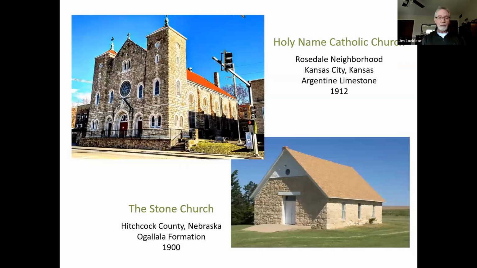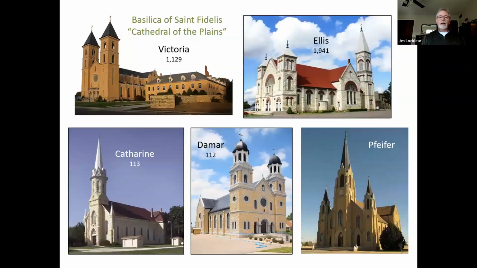You find the same sort of thing if you look at churches through the region. So Holy Name Catholic Church in the Rosedale neighborhood, Kansas City, Kansas. You have this beautiful church built of locally quarried Argentine limestone, all the way out to southwest Nebraska, the Stone Church, and that's what it's called in Hitchcock County, built of the Ogallala Formation.